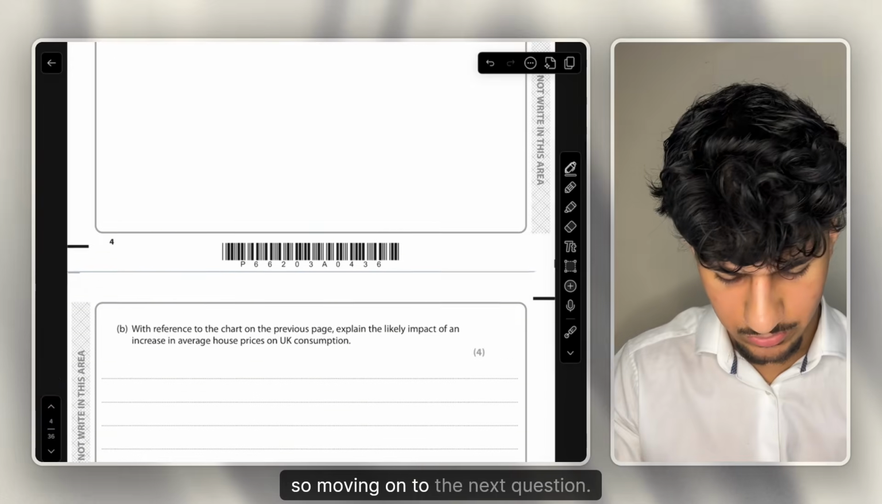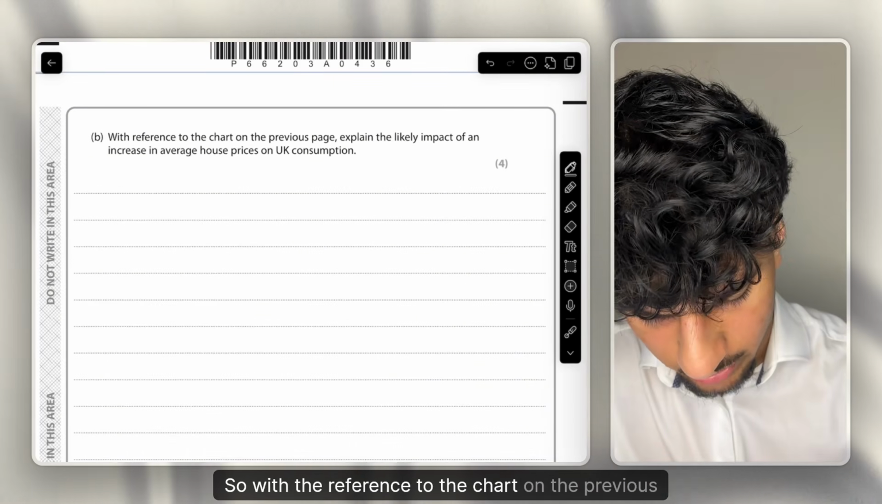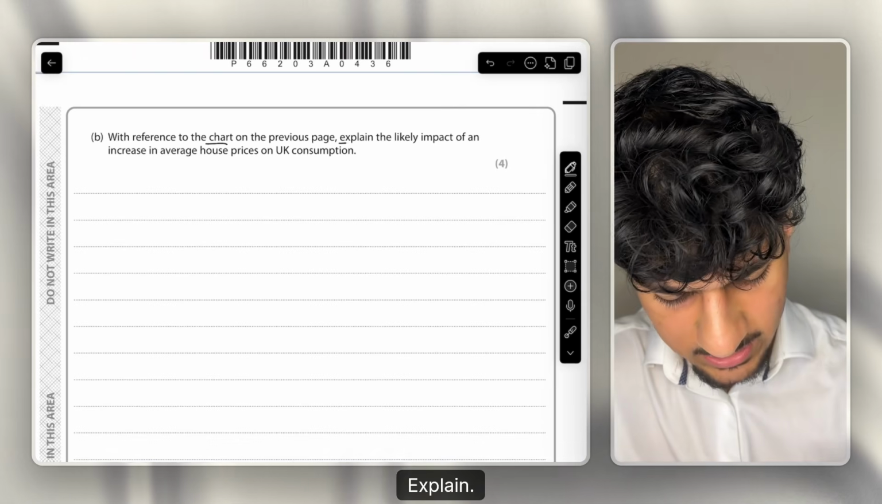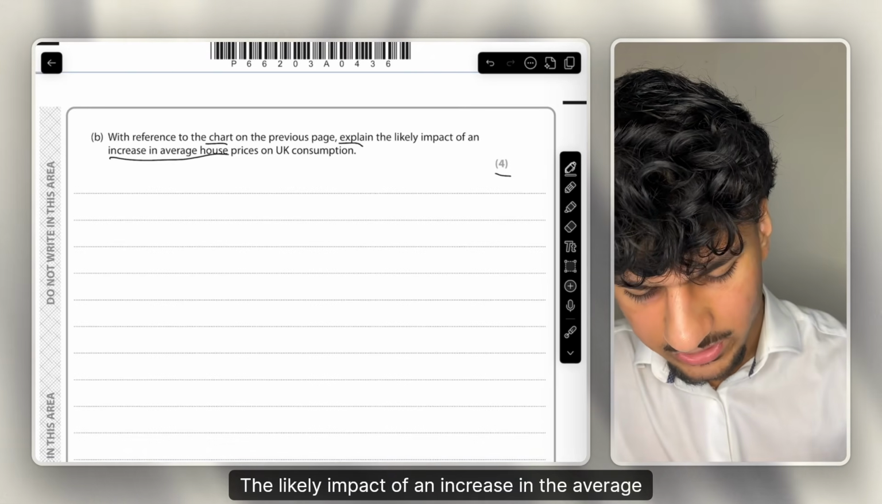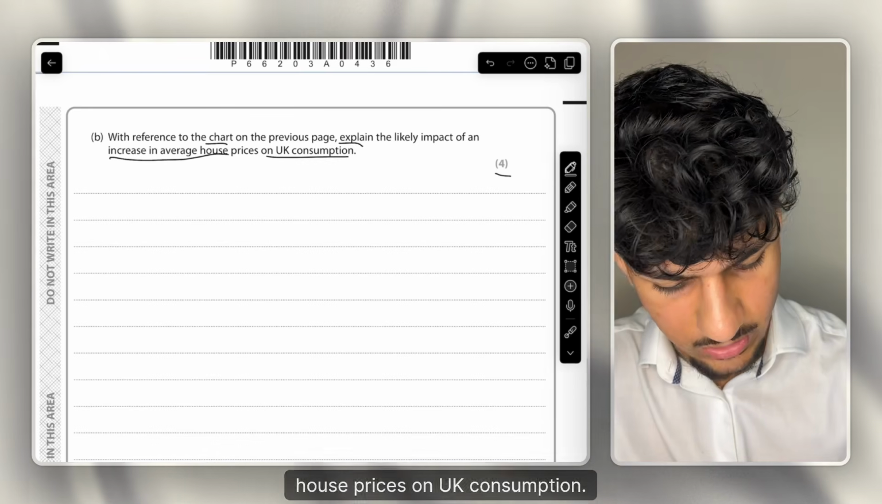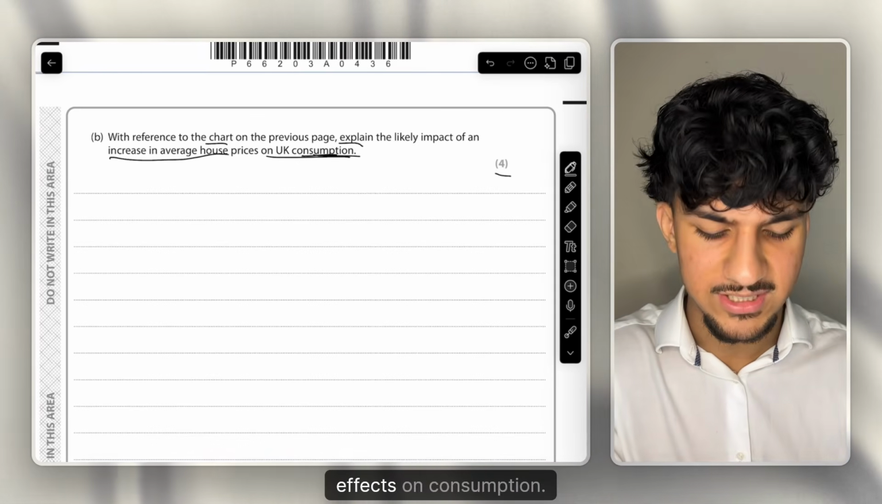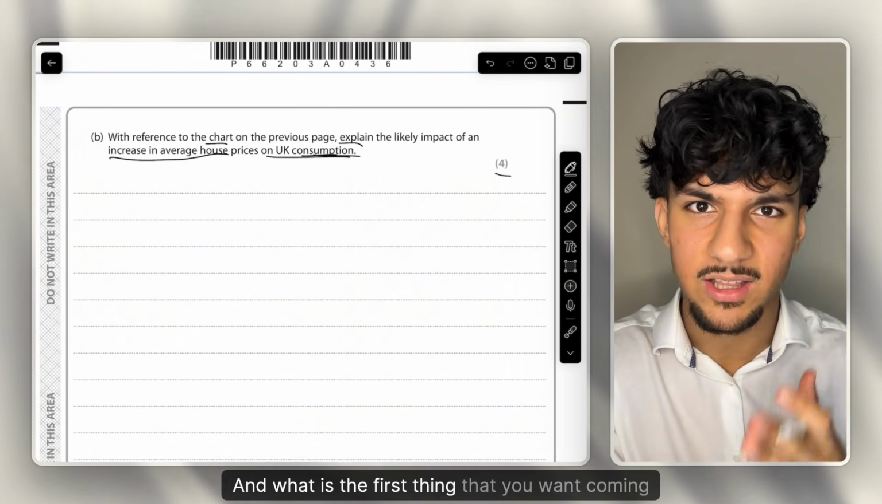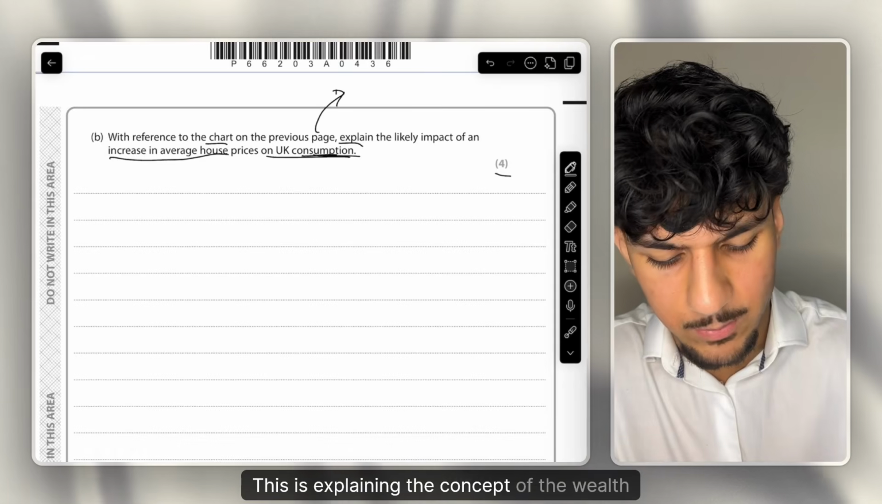Okay, so moving on to the next question. It's a 4-mark question again. So with reference to the chart on the previous page, explain the likely impact of an increase in the average house prices on UK consumption. So this is just a straight content knowledge question. It's talking about house prices and then the effects on consumption. And what is the first thing that you want coming to your mind? What is this explaining? This is explaining the concept of the wealth effect.